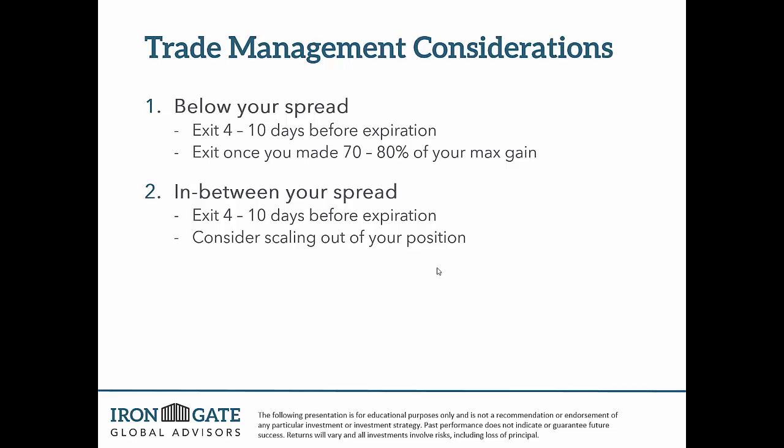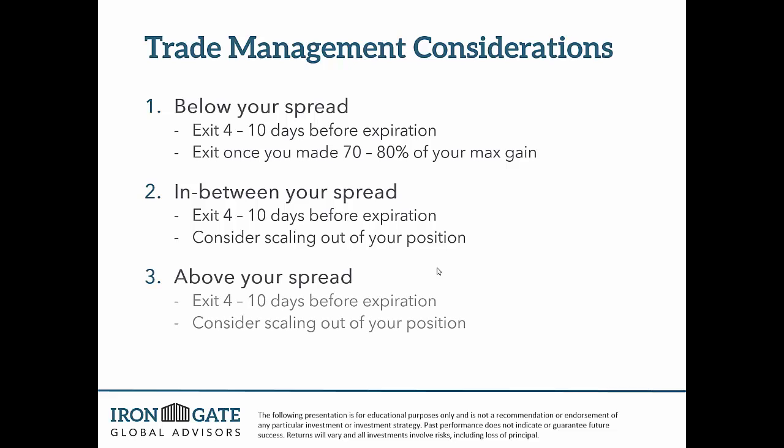Scaling out would be if you have 5 contracts, sell 2. Then sell another 2, and then sell the final one, right? The third thing would be above your spread, exit 4 to 10 days before expiration, and consider scaling out of your position. The same thing as you see above, for the same reasons, right? You can't suffer max loss on this particular position, which comes at expiration.